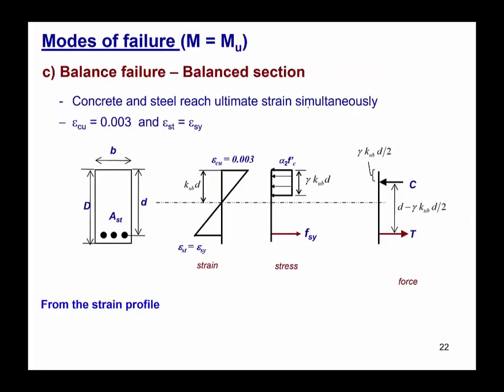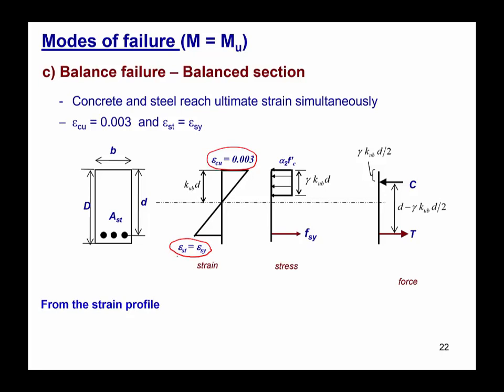Now the third kind of failure is called the balance failure mode. In the balance failure mode, the concrete and steel reach their ultimate strain simultaneously. What it means is that the strain in the steel reaches epsilon sy, that is, the steel will start to yield, and at the same time the concrete will start to crush, meaning it reaches the compressive crushing strain in the concrete, that is 0.003. So the steel yielding and the concrete crushing will happen at exactly the same time.